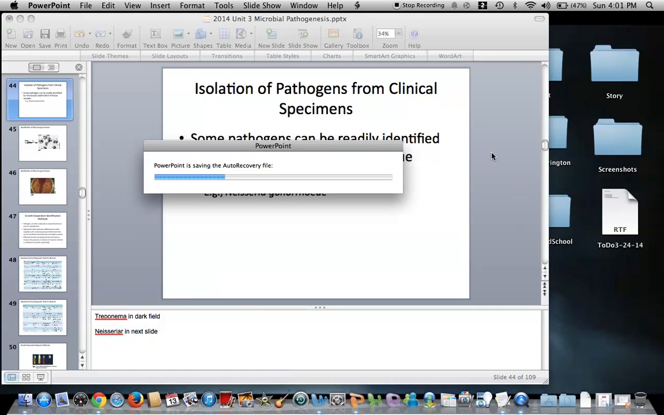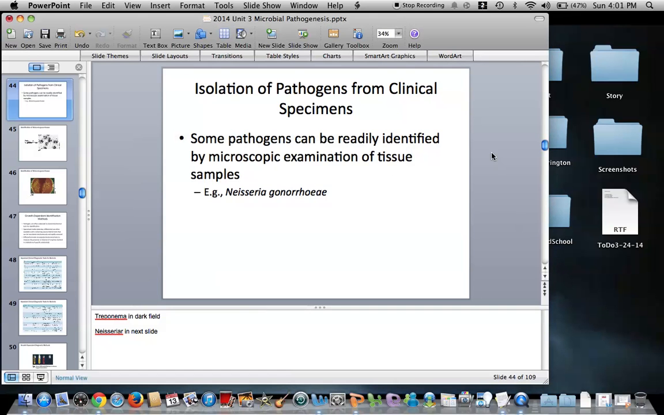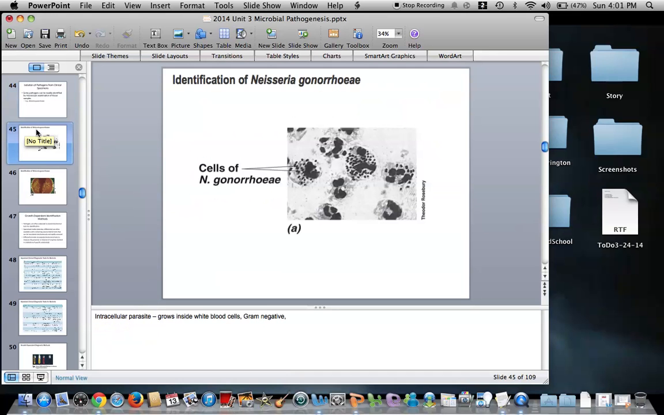Some pathogens are easily identifiable under a microscope, and Neisseria gonorrhea is one of them. And this is why: it forms these nice little intracellular patches. So this is a cell, and then the little black things inside are Neisseria gonorrhea. And it's really one of the only things that looks like that. It grows inside white blood cells and is gram-negative, which you would expect.